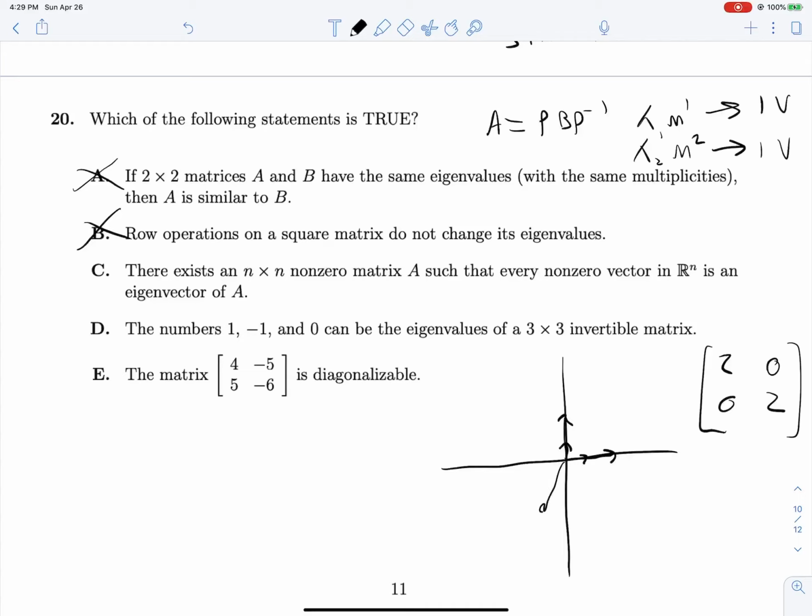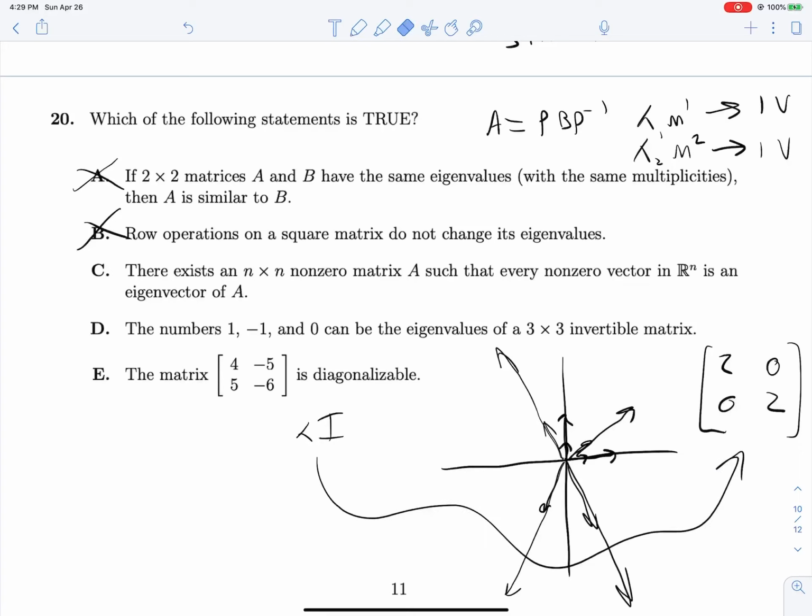If we take any starting vector, what's going to happen? Its x component will be multiplied by 2, and its y component will be multiplied by 2. No matter which vector you choose in this space, it is always on an eigenvector. Isn't that cool? The general form for this kind of matrix is just lambda I, and you can see that here. In this case, lambda was equal to 2. That's the eigenvalue that corresponds to all of these eigenvectors, where all of R2 is in fact on an eigenvector. So that's kind of cool. What about D? The numbers 1, -1, and 0 can be the eigenvalues of a 3 by 3 invertible matrix.